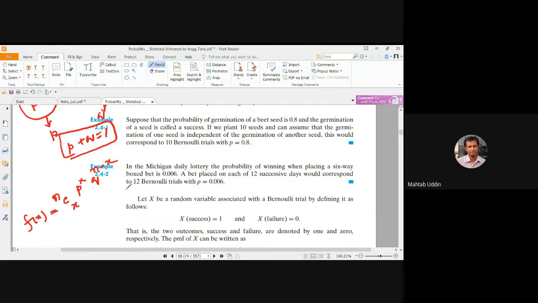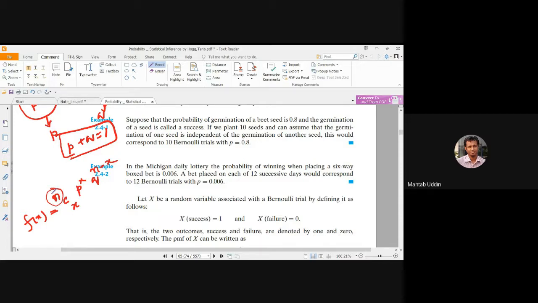Now, it will be a binomial distribution if it follows some rules. Number one, these n trials are independent. That is, the second trial does not depend on the first trial, and the third trial does not depend on the first and second trial. The trials are totally independent. If you trial 100 times, all the trials can be done independently. Do you understand? Yes, sir. This is the first one.